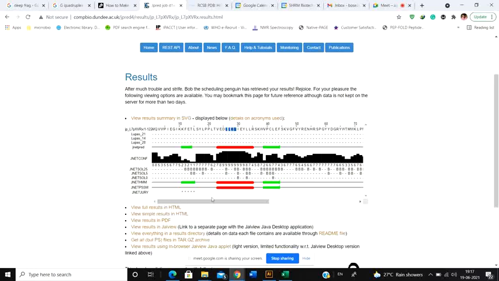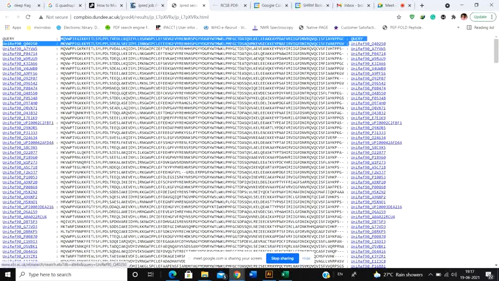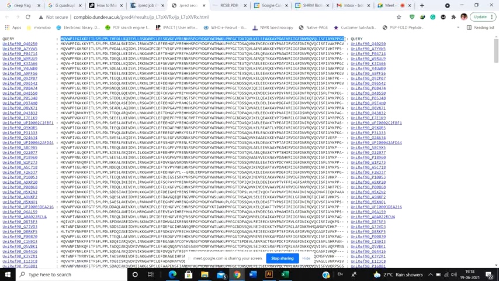So now let's see more results. This is actually a summary. Let's click on view full results and see what the full result is. So this is the full result. First of all, it shows your queried protein, and then it predicts the other proteins, or homologues of your molecule, that are present in different species.